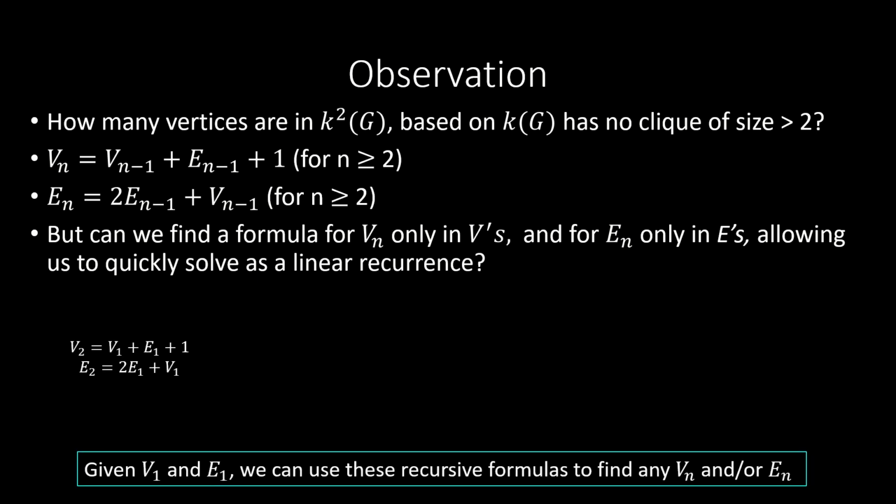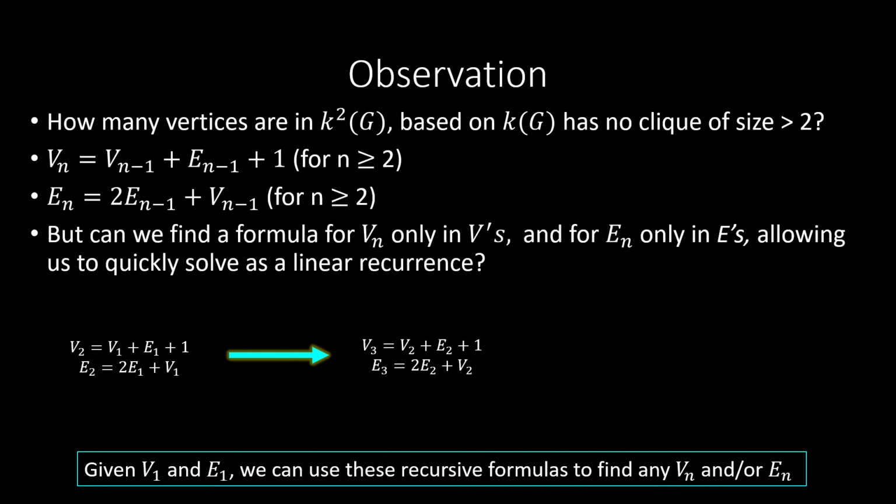Starting with just the number of vertices and edges in the first simplex of a graph, we can use each of these formulas to calculate the number of vertices and edges in the second simplex of a graph, and continue in this way. But it would be nice to have a formula for the number of vertices that depends only upon the number of vertices in the previous simplex graphs. And it'd be nice to have a formula for the number of edges that depends only upon the number of edges in the previous simplex graphs.